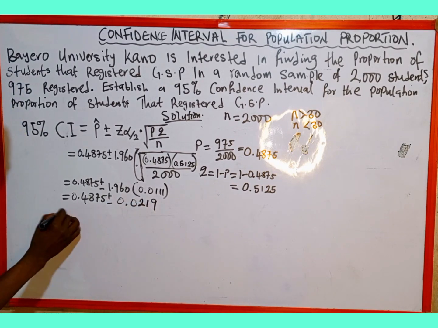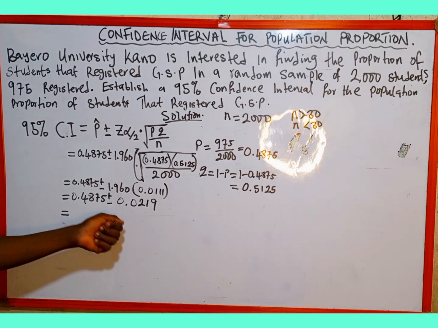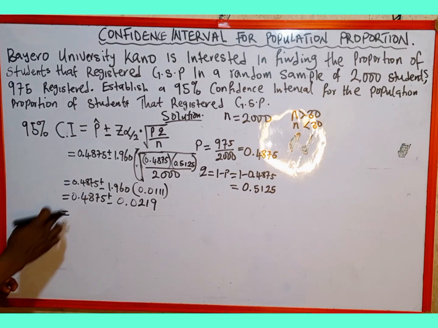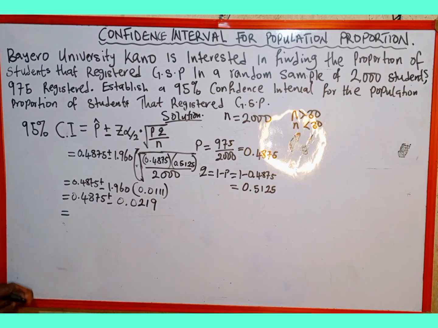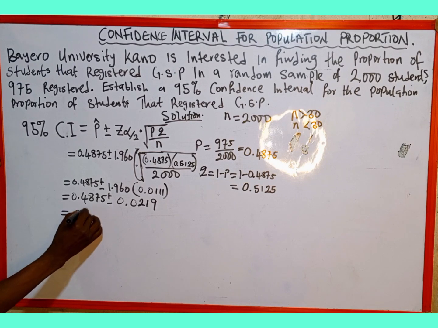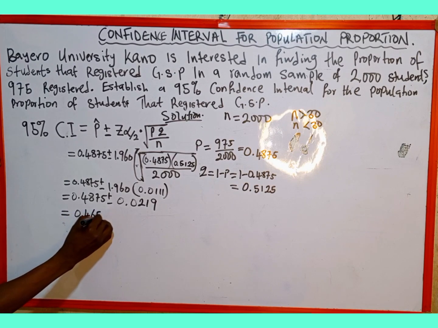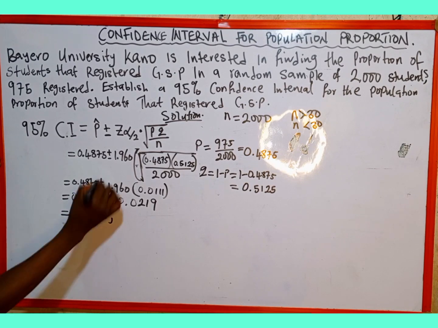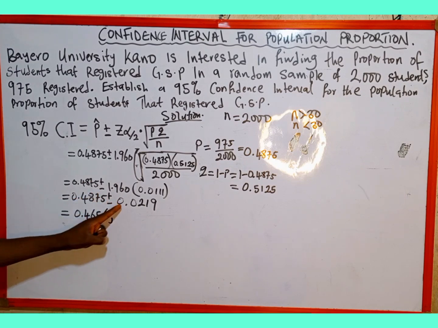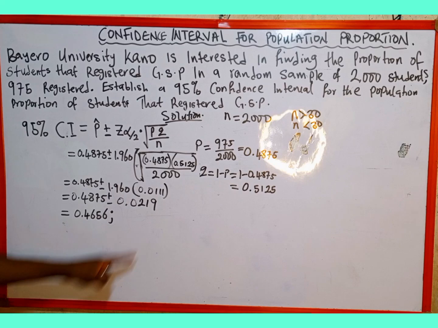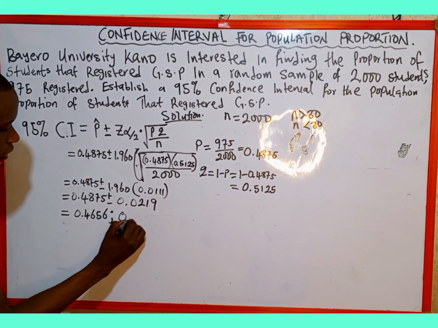And always remember, you first take the negative part before the positive. So 0.4875 minus 0.0219 is going to give us 0.4656. Then the positive side, 0.4875 plus 0.0219 is going to give us 0.5094.